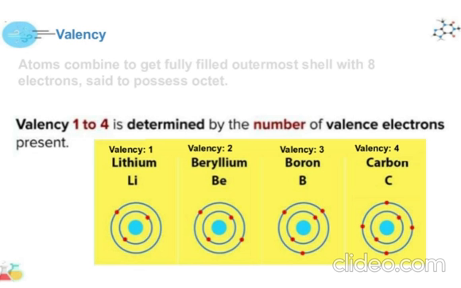Next, how do we find the valency? If an element has a valency from 1 to 4, we directly say the number of valence electrons is 1, 2, 3 or 4. Like in lithium, the valency is 1, so there is 1 valence electron. Similarly, in boron, the valency is 3, so there are 3 valence electrons. So that is it.